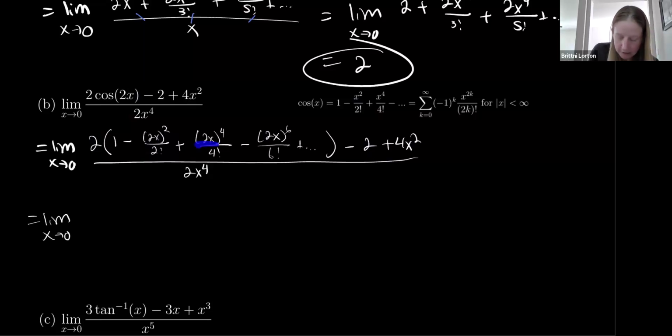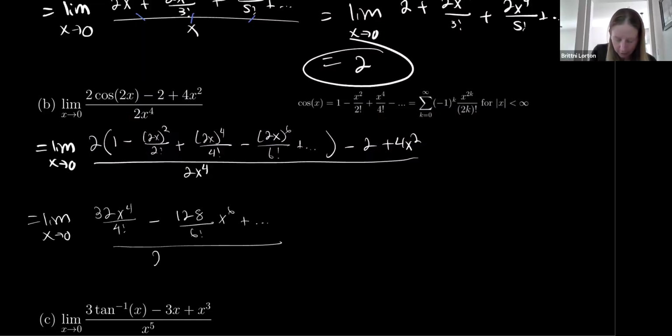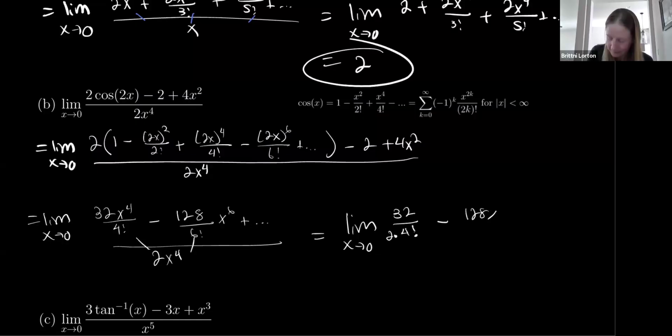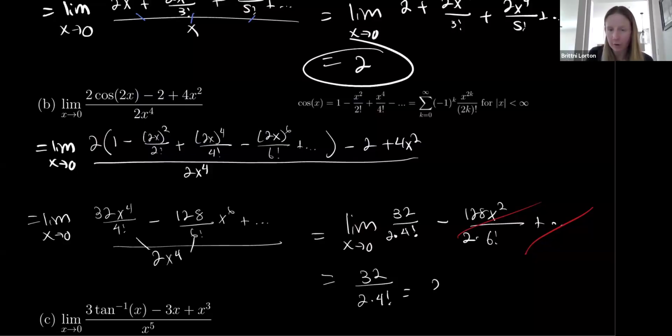I ended up with 2 to the 4th, which is 16 times 2, which is 32, x to the 4th over 4 factorial, minus 2 to the 6th times another 2 is 128 over 6 factorial times x to the 6th, etc., but all over a 2x to the 4th. When I break up the fraction, that gives me the limit as x goes to 0 of 32 divided by 4 factorial divided by another 2, then minus 128 x squared over 6 factorial with another 2 divided by it. But now I plug in x equals 0, and all the other ones are gone except for that first one, which is 32 divided by 2 times 4 factorial, which, feel free to use your calculator, and I got 2/3.